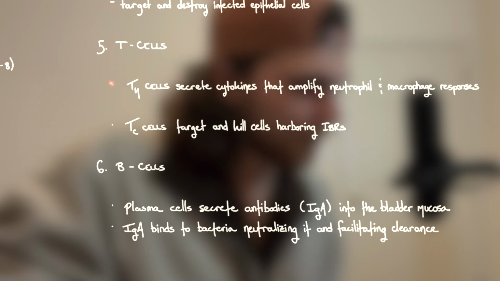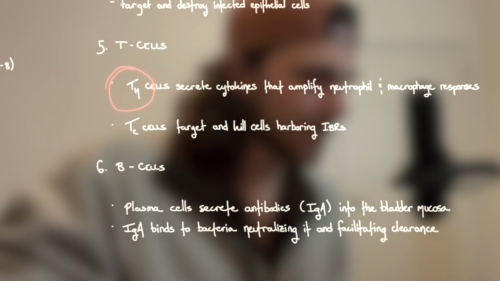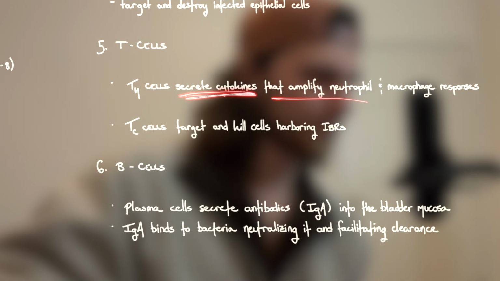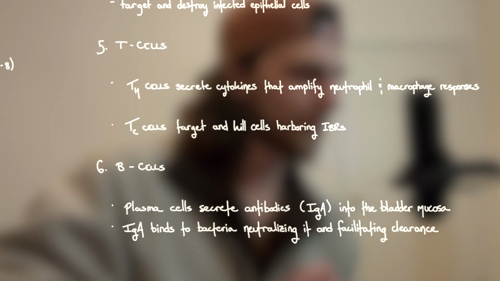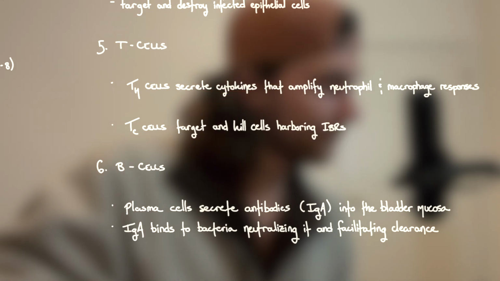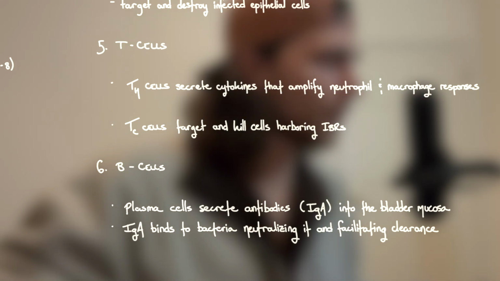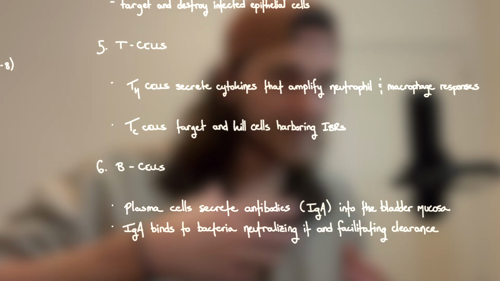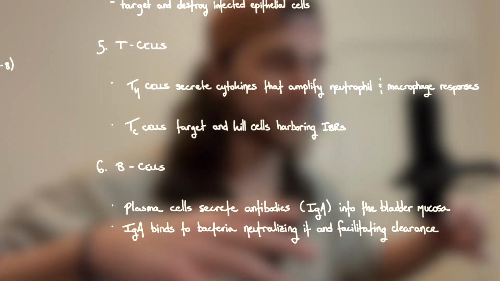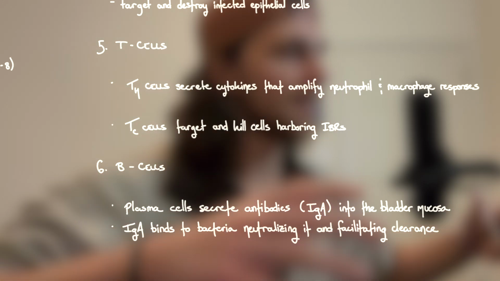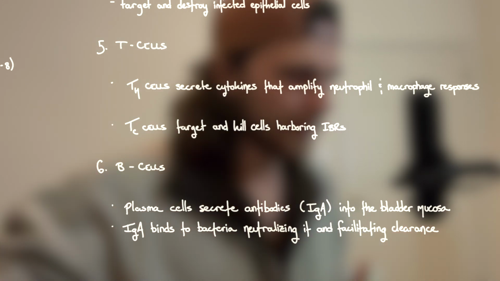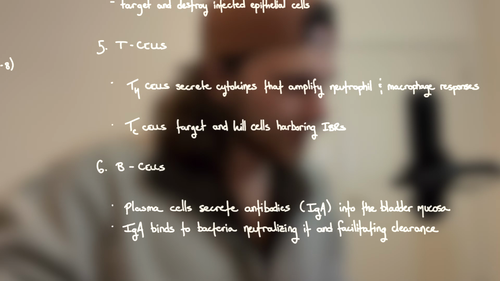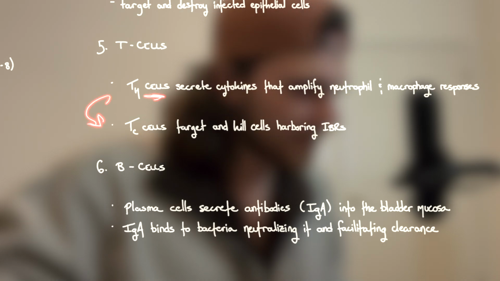The T helper cell secretes cytokines that amplify the immune response. Very, very important. They amplify our neutrophils and macrophages, bringing more to the area. Remember, these cytokines are how they communicate. So these T helper cells are basically just conductors, making sure all the right players get to where they need to go. They also tell the other T cells right here, these cytotoxic T cells, what to do as well.